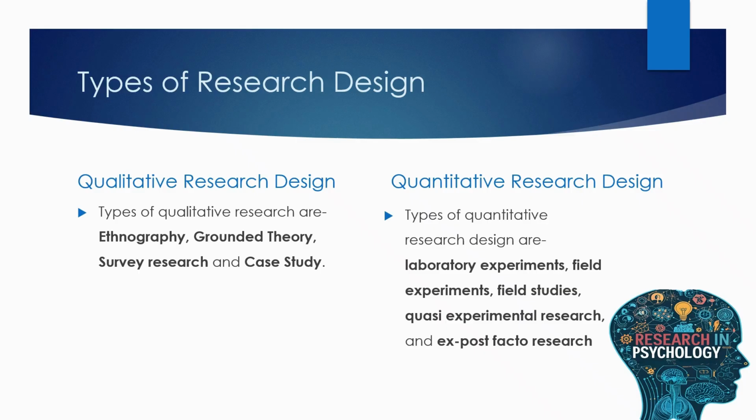Then, what are the different types of qualitative research design? Ethnography, we'll learn all of this in detail, grounded theory, we have survey research, and we have case study. While under quantitative research designs, we have laboratory experiments, field experiments, field studies, quasi-experimental research, and ex post facto research.